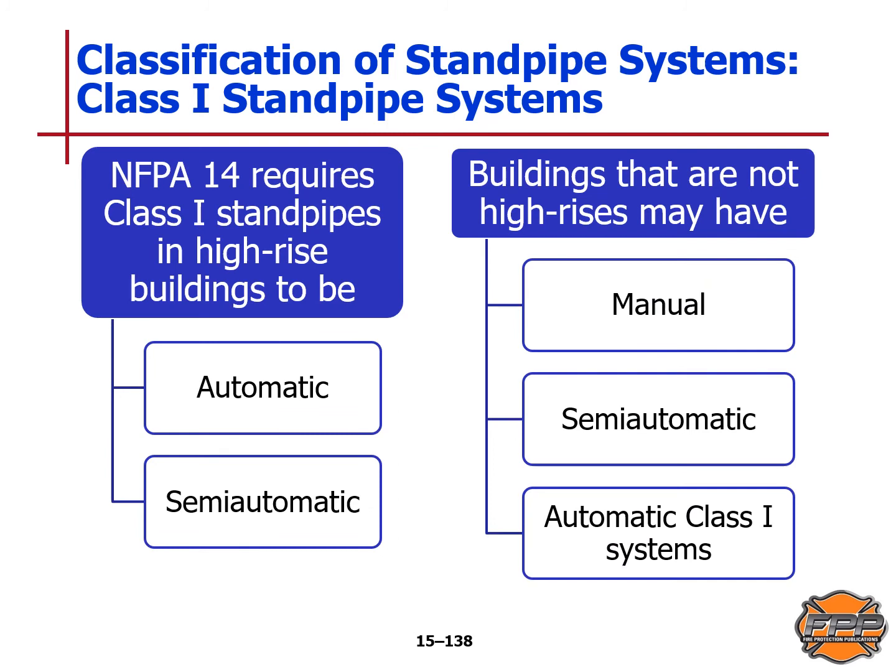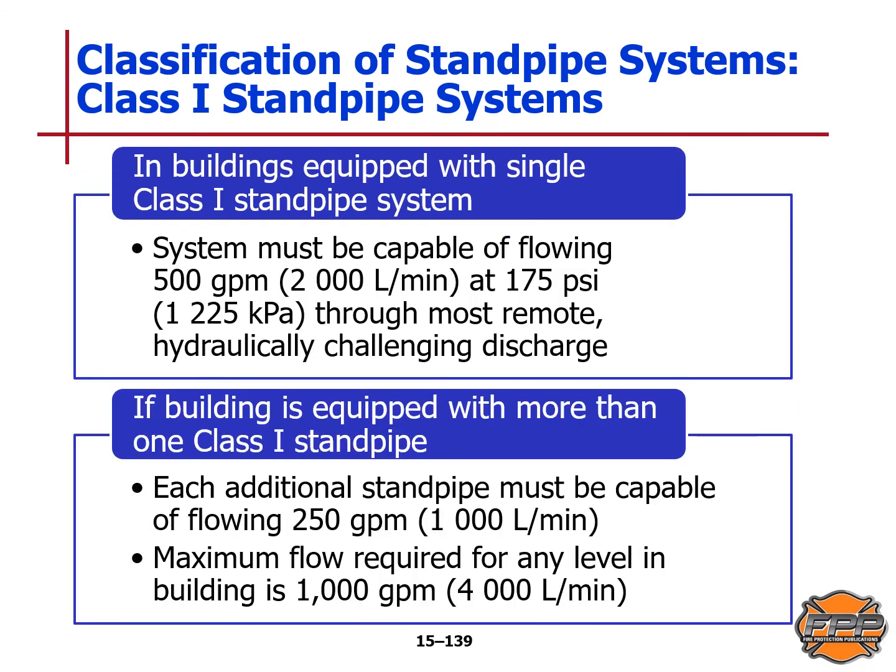NFPA 14 requires Class 1 standpipes in high-rise buildings to be automatic or semi-automatic. Buildings that are not high-rises may have manual, semi-automatic, or automatic Class 1 systems. In buildings equipped with a single Class 1 standpipe system, the system must be capable of flowing 500 gallons per minute or 2,000 liters per minute at 175 psi or 1225 kilopascals through the most remote hydraulically challenging discharge.